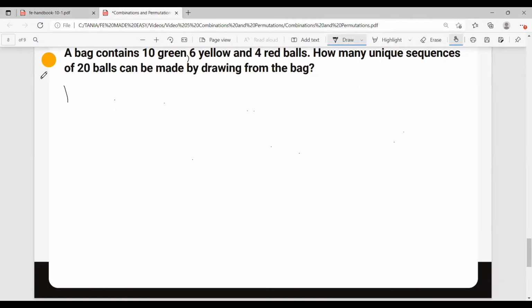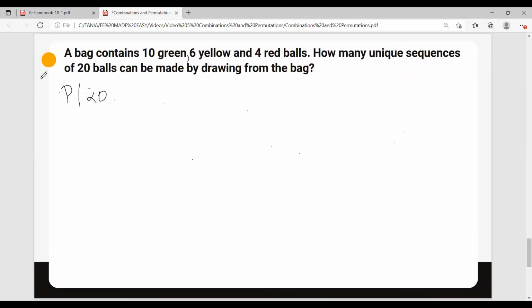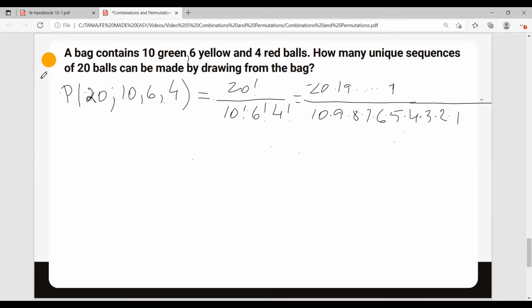So we have 20, 10, these are our cases, 10, 6, and 4, which equals 20 factorial over 10 factorial, 6 factorial, 4 factorial, and then you just do the math and you find your answer.